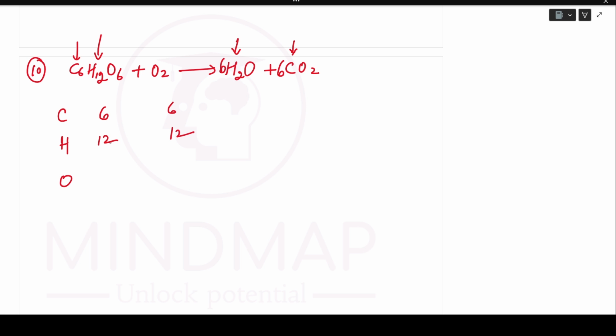Now oxygen here is, check oxygen now. See how many oxygen are there in reactant side. On reactant side, it's here 6 और भी है 2. है ना? तो 6 + 2 कितना हो गया? 8. Now on product side, ये रहा ऑक्सीजन 6 प्लस और यहाँ पर कितना है? 12. 6 2s are 12. कितना हो गया? 18. है ना?